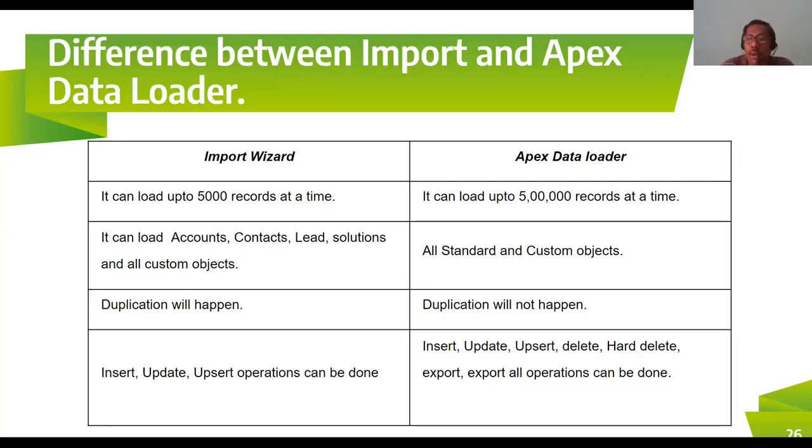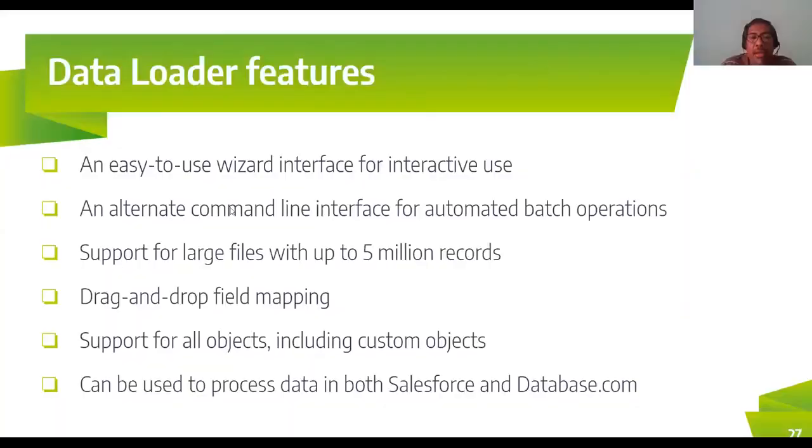Here, we can do all the operations: insert, update, upsert, delete, hard delete, right? Then we can do export, export all, everything. Any operation can be done with respect to the Apex Data Loader. This is the main difference between the import wizard and the Apex Data Loader. In the import wizard, we can do only 50,000 records, whereas here at the Apex Data Loader, we can do 5 lakh records at a time. This is the main difference.